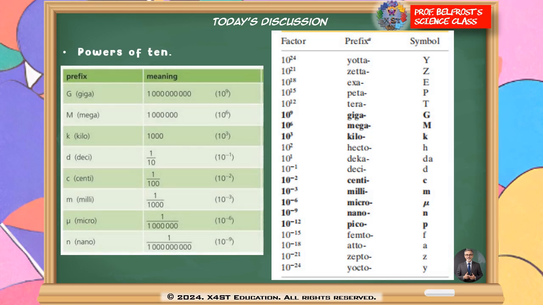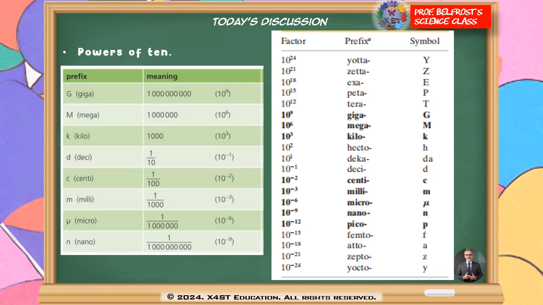Okay, so here are the powers of 10. We have some prefixes, and I think not all of them you will use often. The ones that you will use often, I place on the left side. Like giga means 10 to the power of 9, mega 10 to the power of 6, kilo 10 to the power of 3, deci 10 to the power of minus 1, centi 10 to the power of minus 2, milli 10 to the power of minus 3, micro 10 to the power of minus 6, and nano 10 to the power of minus 9.